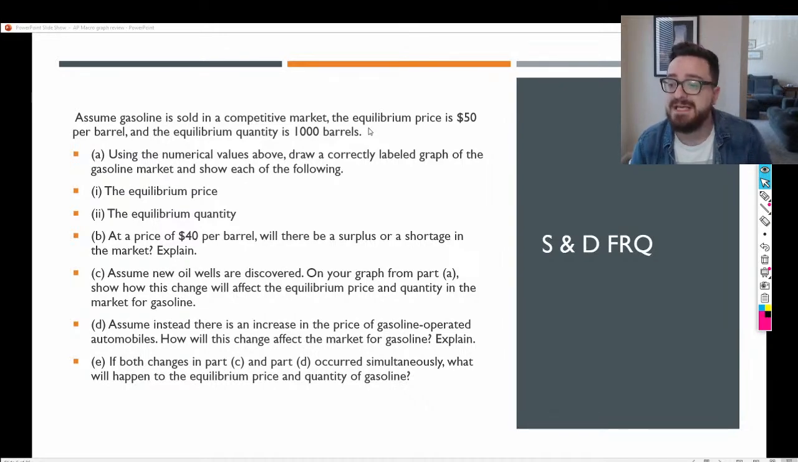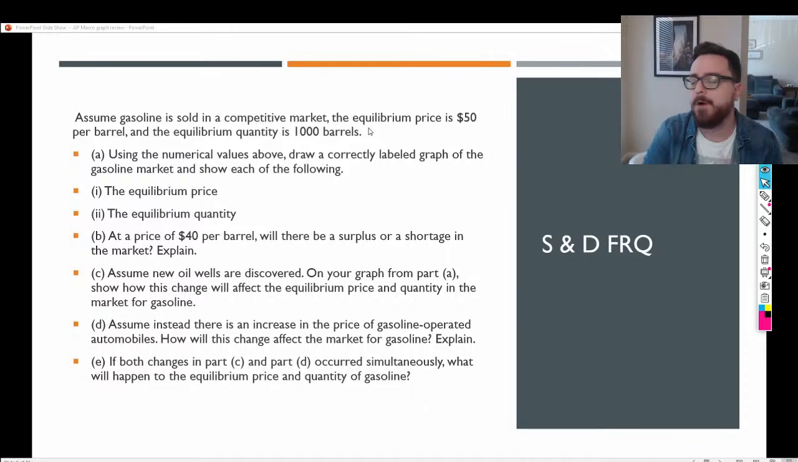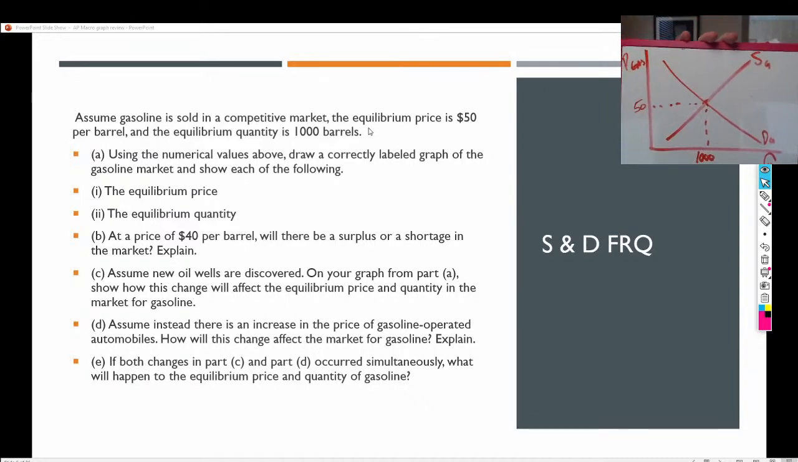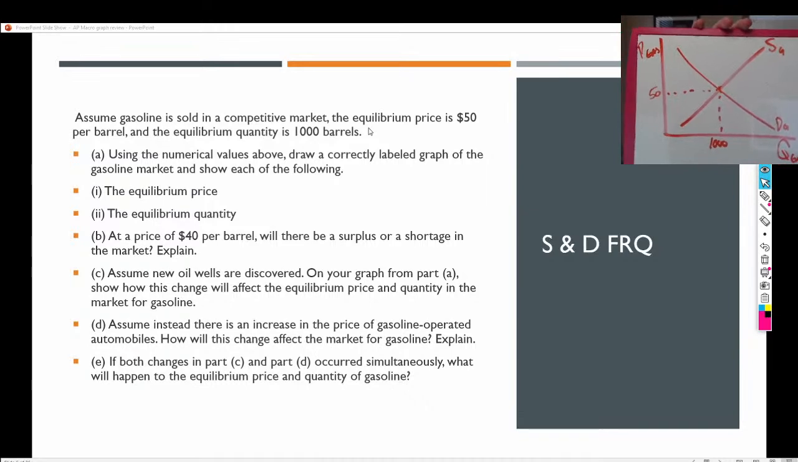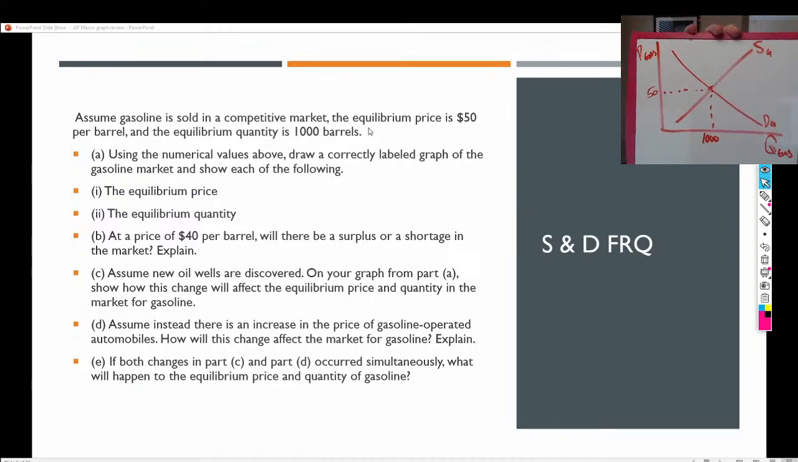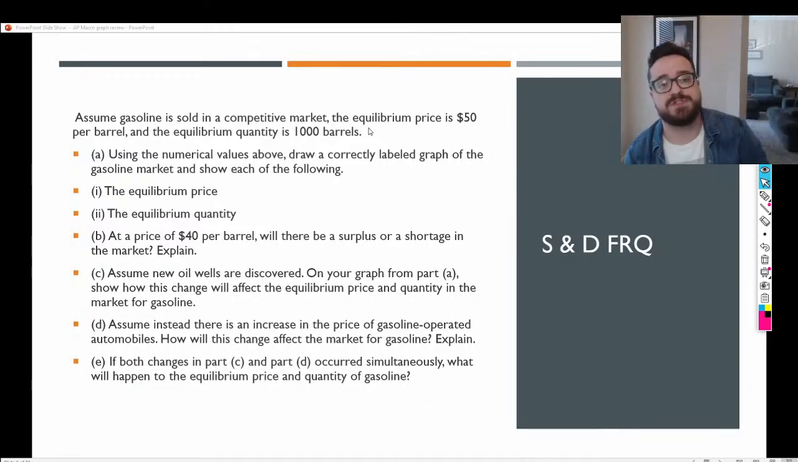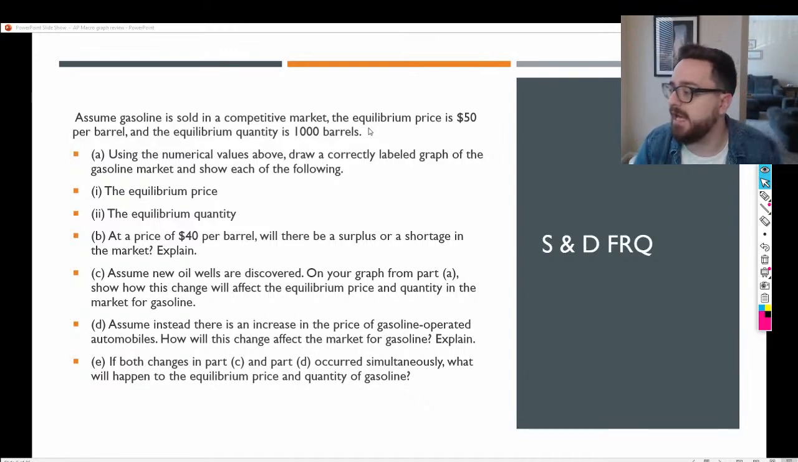Okay. B, at a price of $40 per barrel, will there be a surplus or a shortage in the market? Cool. So the equilibrium price is 50. Look at my graph still. Equilibrium price is 50. If the price was 40, that'd be below what it's supposed to be. Would that be a shortage or a surplus? That would be a shortage.